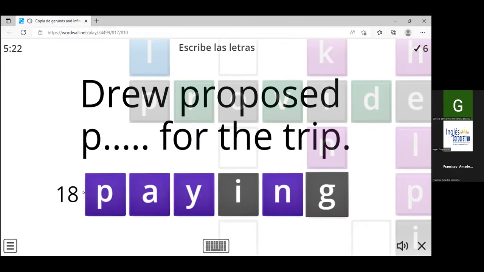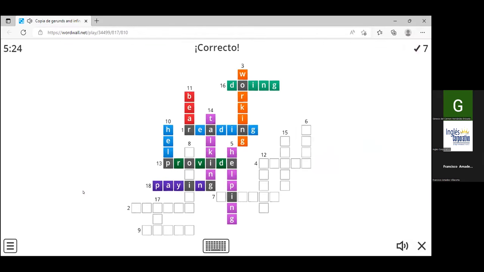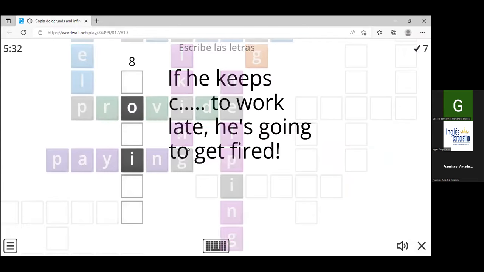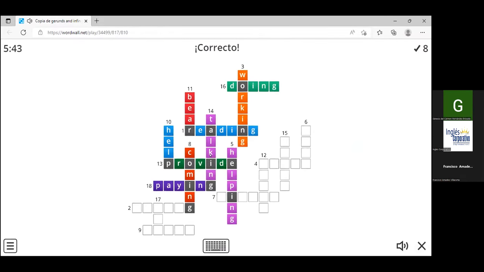Type the G. You have to type the whole word. Yes. The whole word. Number eight. Okay. If he keeps coming. Coming. Coming to work, great. Okay, number two.